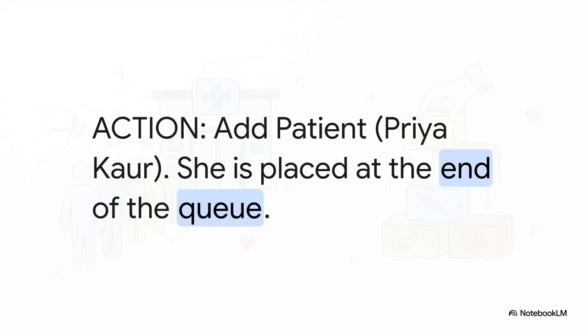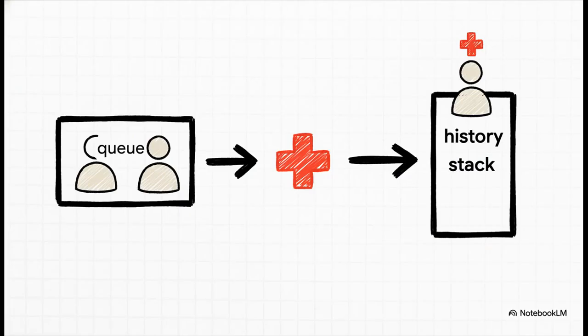All right, a few minutes go by and Priya Kaur checks in. The system adds her to the end of the queue, right behind John. The order is perfectly maintained, first in, first out. Okay, now it's John's turn. The system runs a treat patient action. See what happens? He's taken from the front of the queue, and at the same time, a record of his treatment is put on top of a history stack. And just like that, Priya moves to the front of the line.